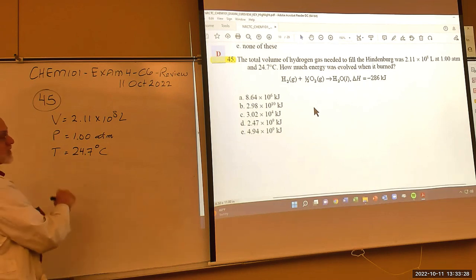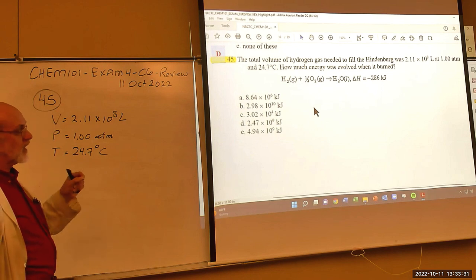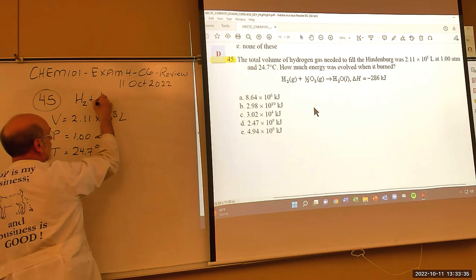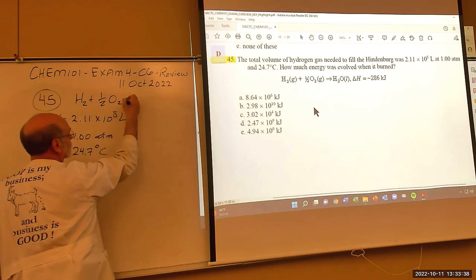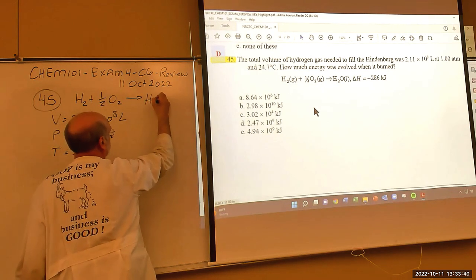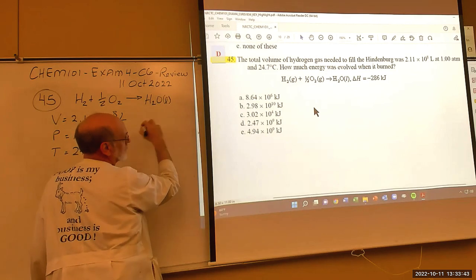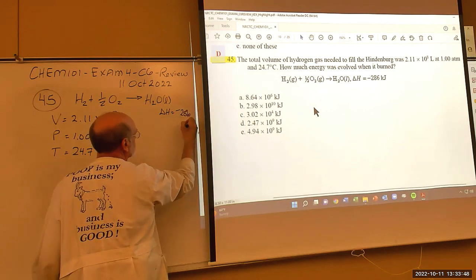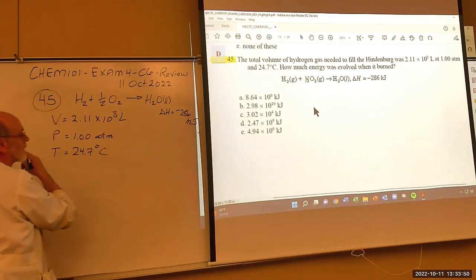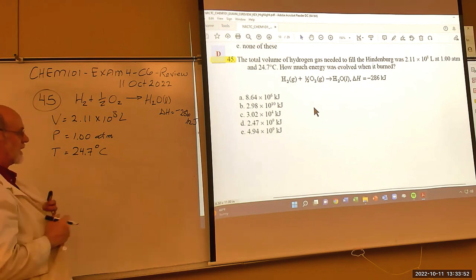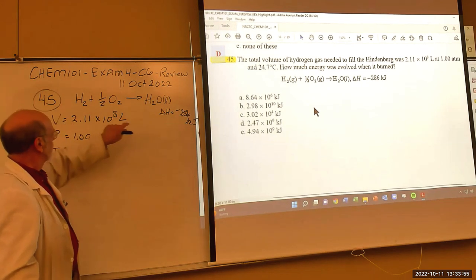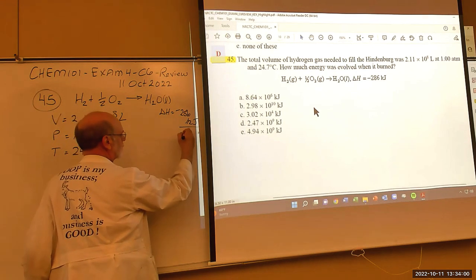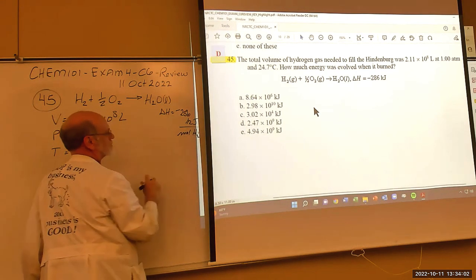Based on this equation, hydrogen plus oxygen yields water. So hydrogen plus a half an oxygen yields water. This is liquid. Delta H equals minus 286 kilojoules. Why do we write it that way? Well, if we write it this way, then for every mole of hydrogen, that's the energy.